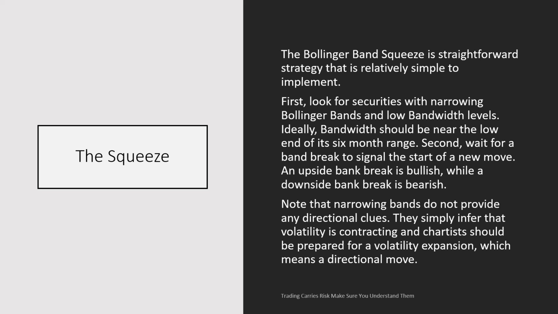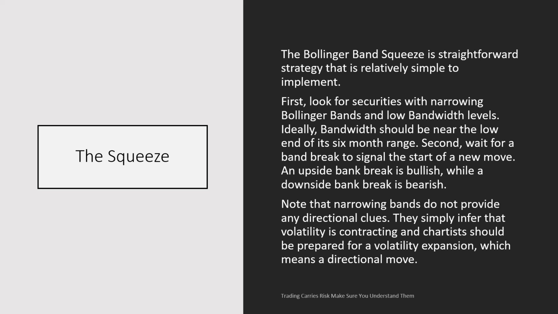But one of the most popular strategies out there is called the Bollinger Band squeeze. And the Bollinger Band squeeze is a straightforward strategy that is relatively simple to implement. First, look for securities with narrowing Bollinger Bands and low Bollinger Bands width. Bollinger Band width is the distance between the upper and the lower band. Ideally, Bollinger Band width should be near the low end of its 6-month range if you're looking for a long-term security, or 6 period or 6 days, whichever you try to develop for yourself.